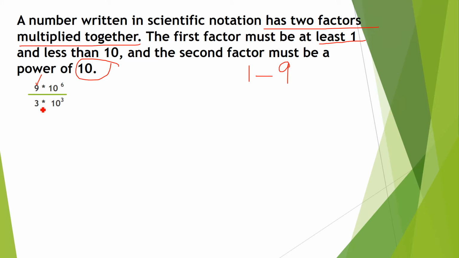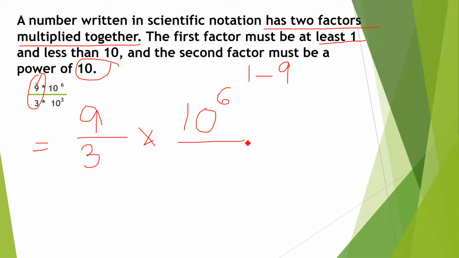In the denominator, we have the same thing. 3 multiplied by 10 raised to power 3. 3 is the first factor, which is less than 10. The second factor is a power of 10. So how to divide this scientific notation? It is very easy. First of all, we will make the grouping. This is the first factor, 9 over 3. And the second factor is 10 raised to power 6 divided by 10 raised to power 3.